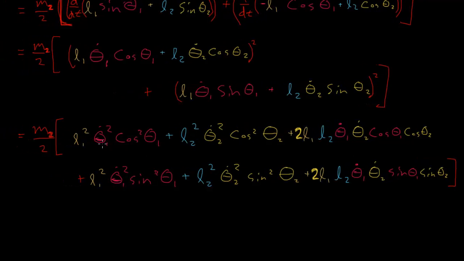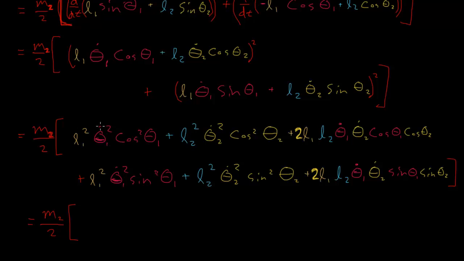So some of these, you'll see that for the L1 squared terms, we have L1 squared theta 1 dot squared, and then there's a cosine squared term and a sine squared term. So these add together to equal 1 times L1 squared times theta 1 dot squared. Maybe it'll be more clearer if I actually write it. So M2 over 2. Almost wrote another M1. So these two terms will add, right?